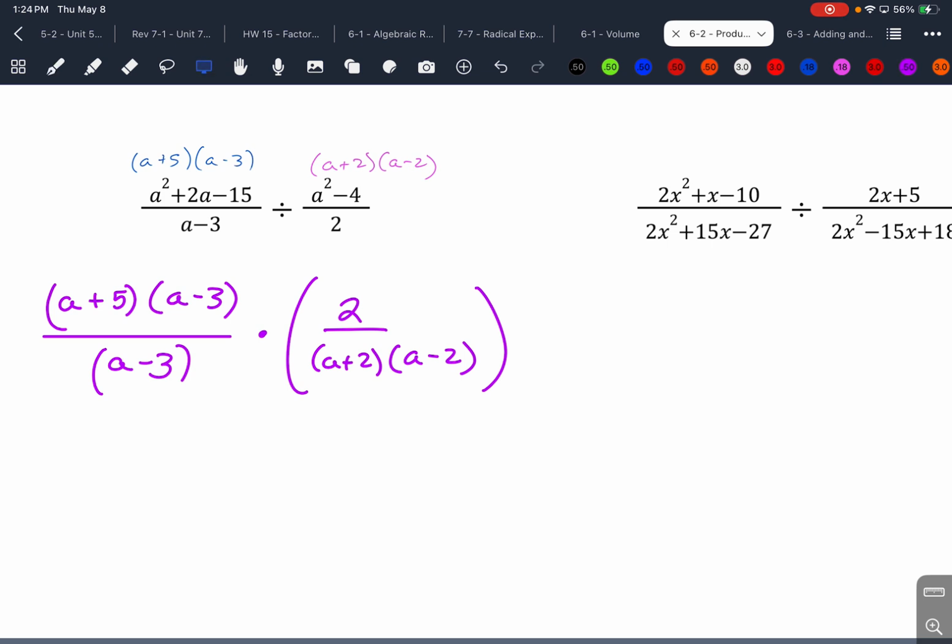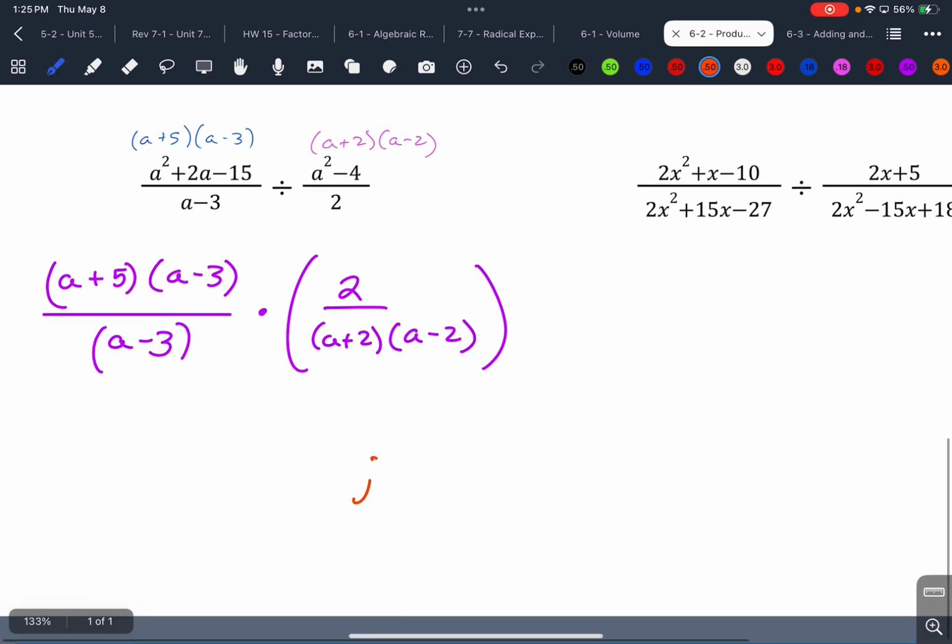Now, one thing to note, your restrictions with division can come from here or here. Notice that in the first problem, all we have is a can't be 3. But if something made this 0, we'd have to get that as a restriction. And when we flip it, now we get 2 more restrictions, right? So our restrictions here are a cannot equal -2, 2, or 3.